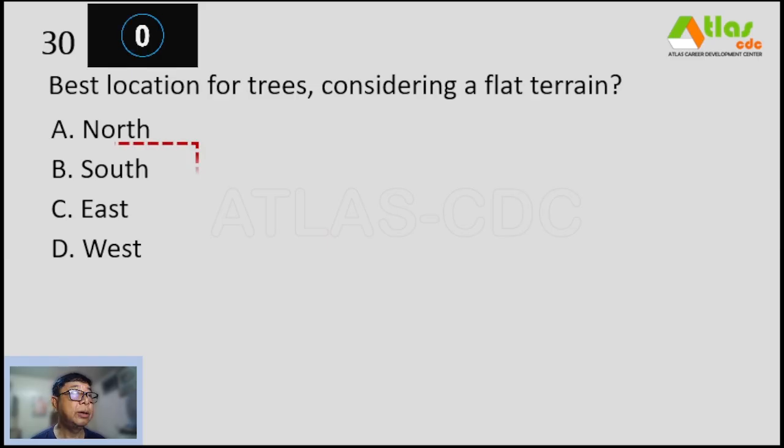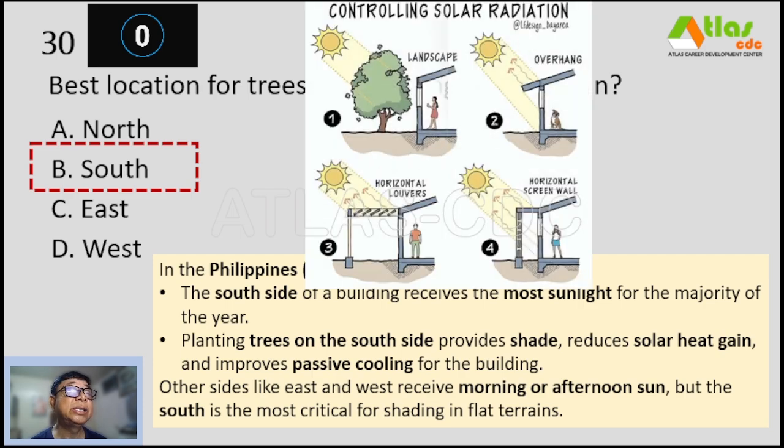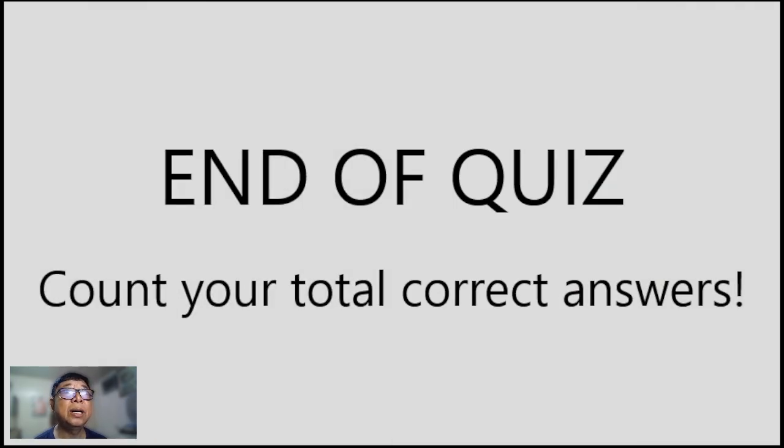And our correct answer is letter B, south. So in the Philippines, tropical northern hemisphere, the south side of a building receives the most sunlight for the majority of the year. Planting trees on the south side provides shade, reduces solar heat gain, and improves passive cooling for the building. Other sites like east and west receive morning or afternoon sun, but the south is the most critical for shading in flat terrains. And that's it for our quiz.